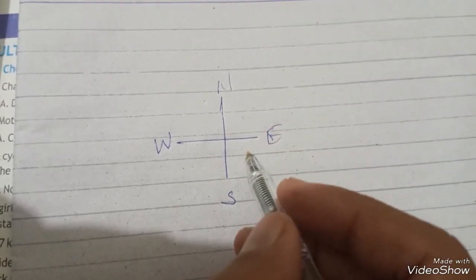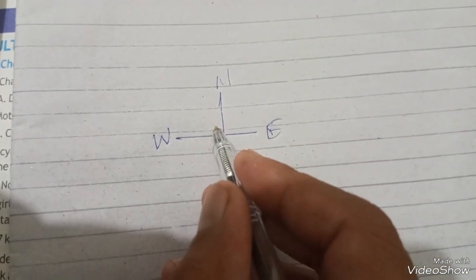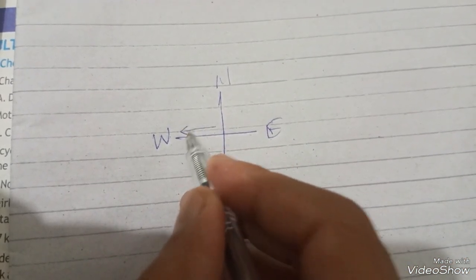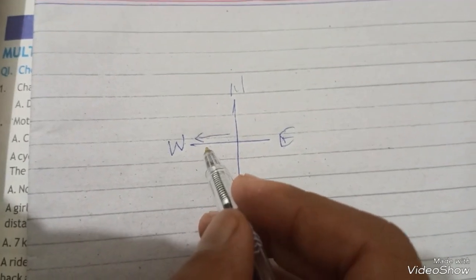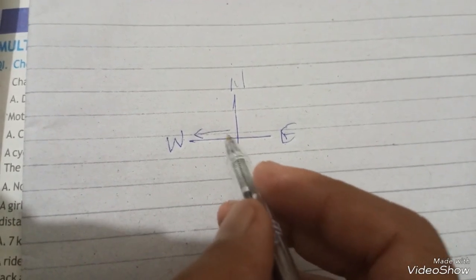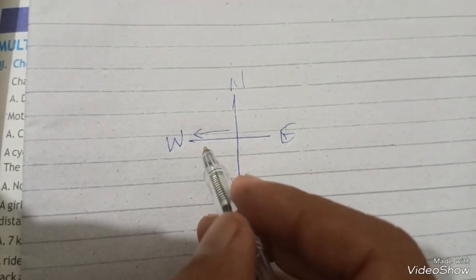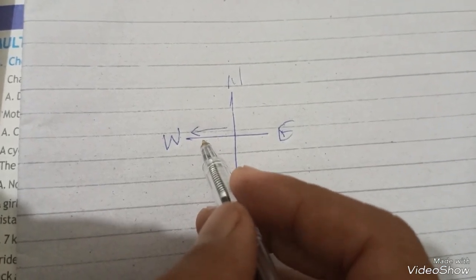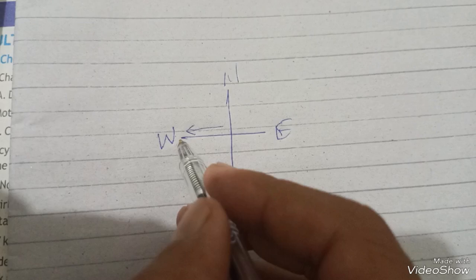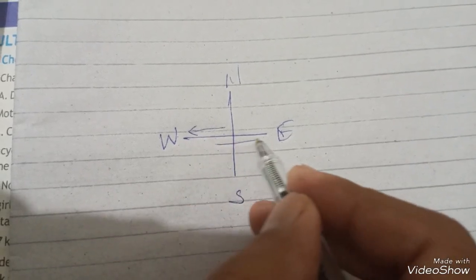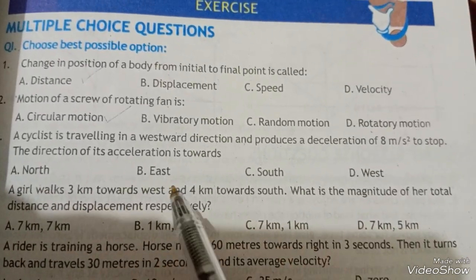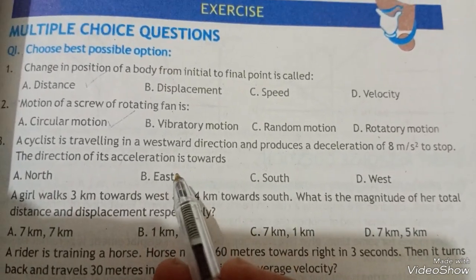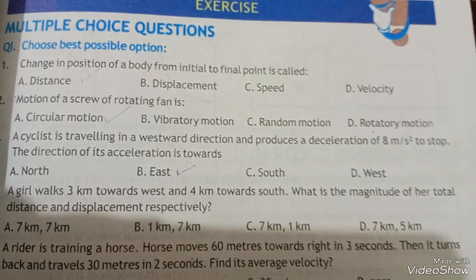If a body is moving westward and is decelerating, it means that the body is slowing down, so the direction of its acceleration will be towards the east. So here is the answer. Option B is the correct answer.